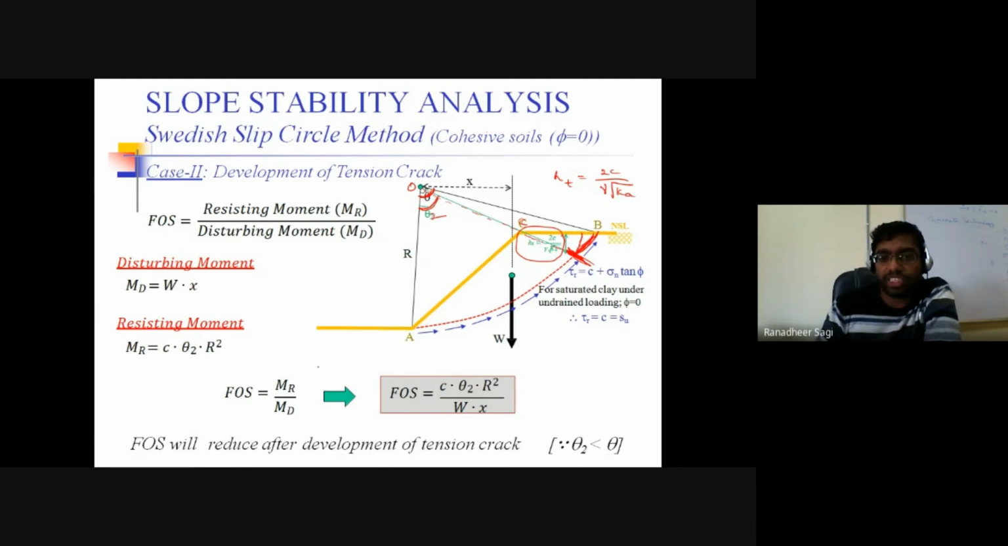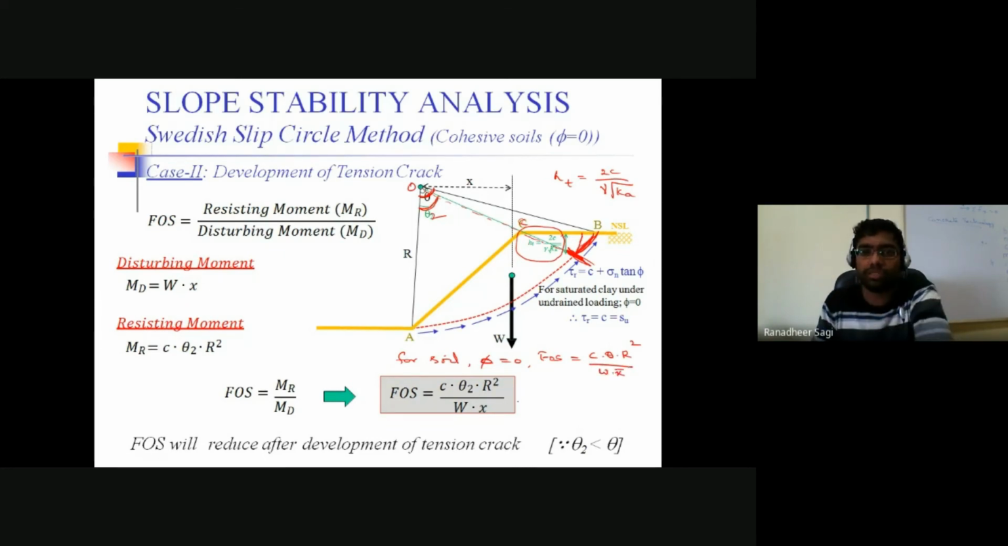Earlier, what was our expression for factor of safety? Earlier, our expression for factor of safety, if I consider purely cohesive soil, that is nothing but for soil which has got phi value equal to 0, was C into theta into R square by W into X or W into X bar. That was our expression.